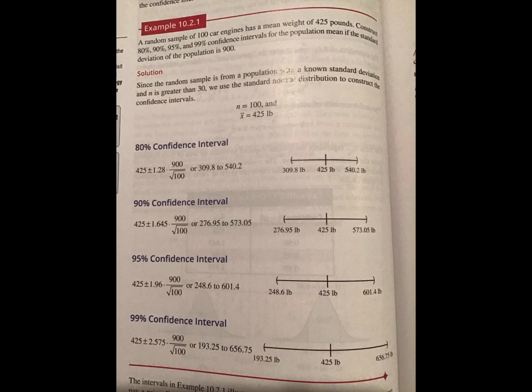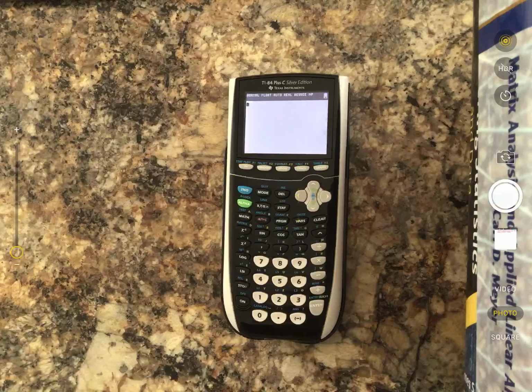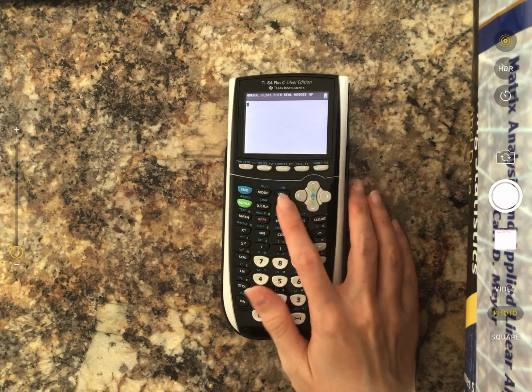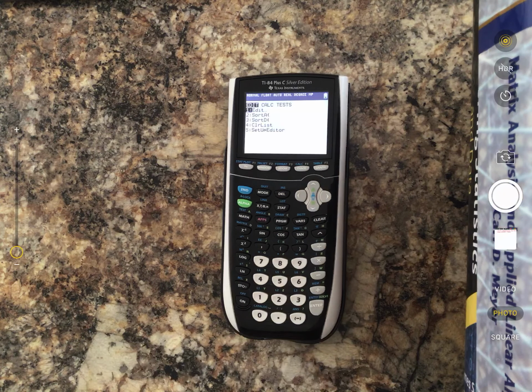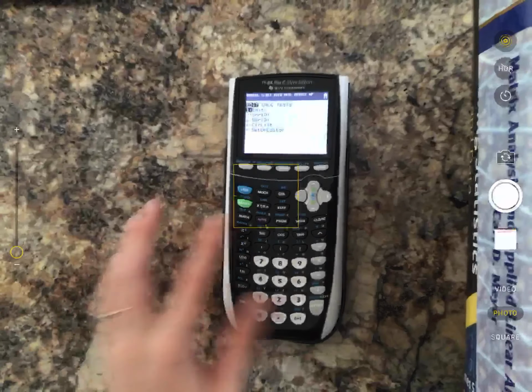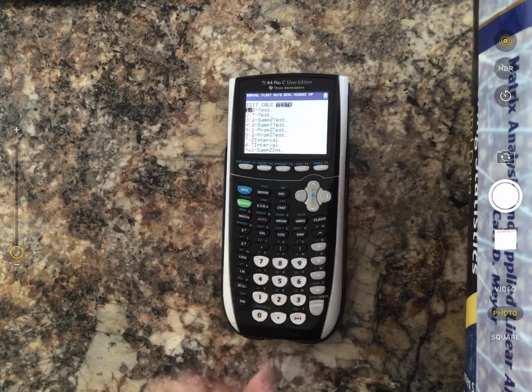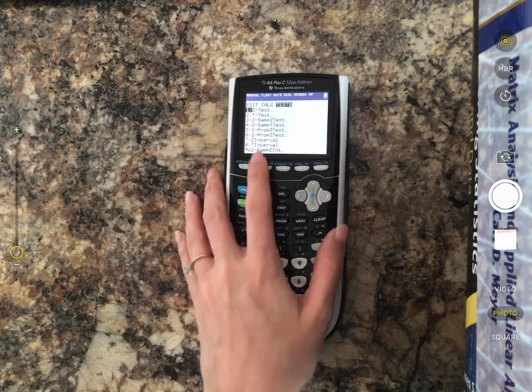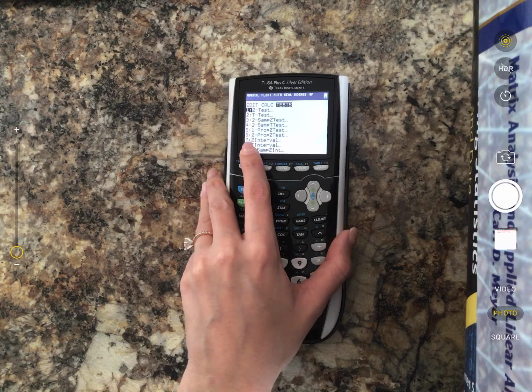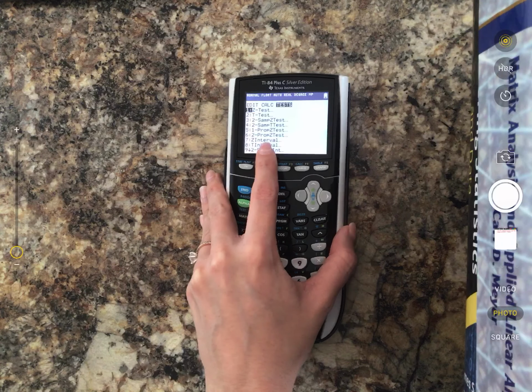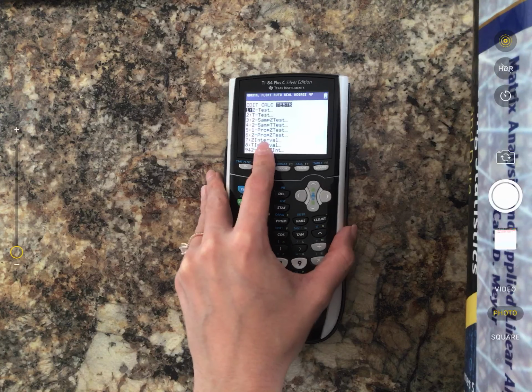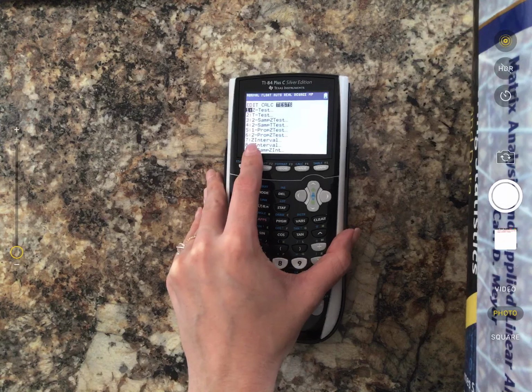So what you're going to do is go to your calculator, and on your calculator, go to Stat. Now, normally we've gone over to Calc, but what I want to do now is go over to Tests. You should see that option 7 down here is Z interval. We are creating an interval with that z of alpha over 2 value.